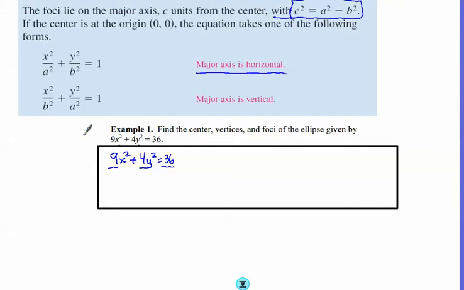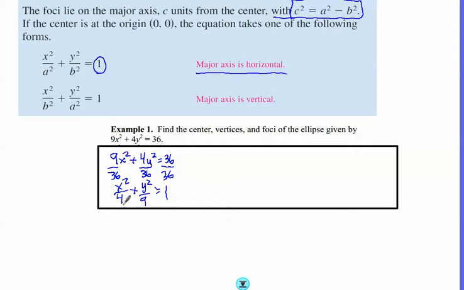So let's look at applying this. Example 1, we're going to find the center, vertices, and foci of the ellipse given by 9x squared plus 4y squared equals 36. First thing we have to do is, standard form of the equation has the right side equal to 1, so we're going to divide everything by 36. That's going to get us closer to standard form. We'll get a 1 on the right side, and we're going to end up with x squared over 4 plus y squared over 9.